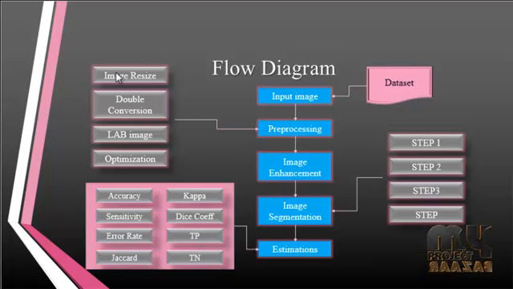Pre-processing consists of 4 stages. The first one is image resize, the process of resizing the image into an aspect ratio. After the image resize, the double conversion is carried out, in which the data type of the image is converted into double. Then the lab image is created, known as the lab image conversion. Then the optimization is also carried out in the pre-processing step, giving the enhanced image.